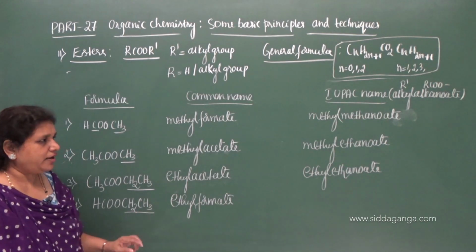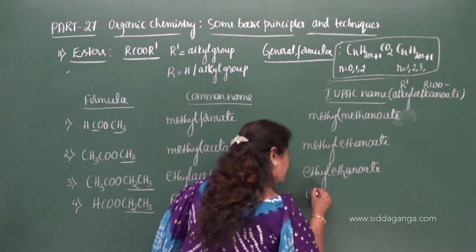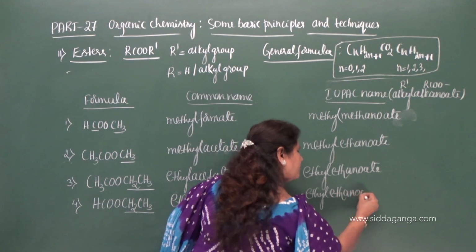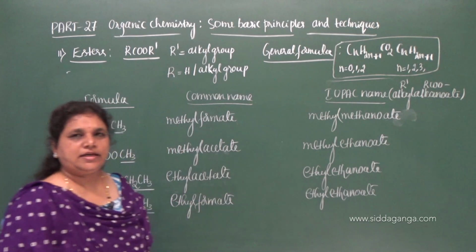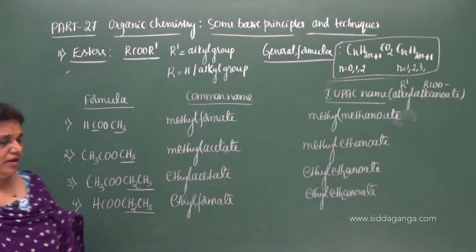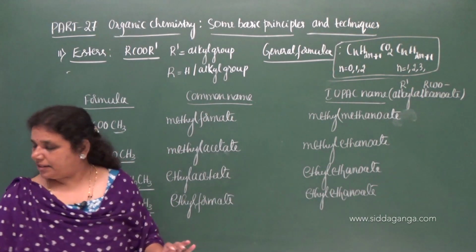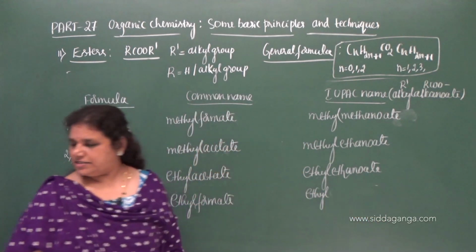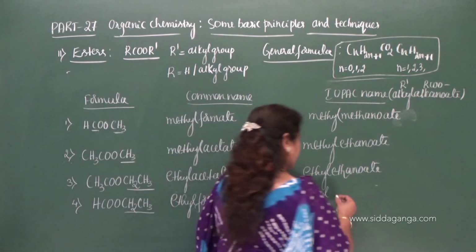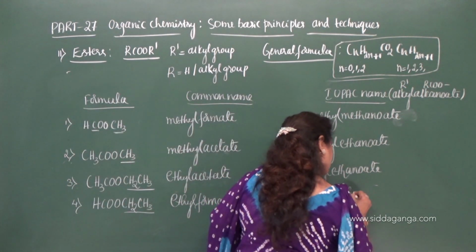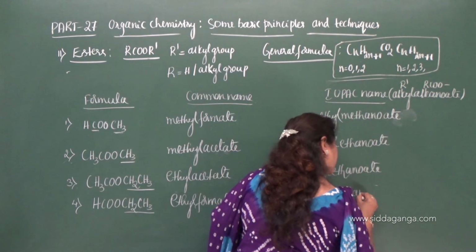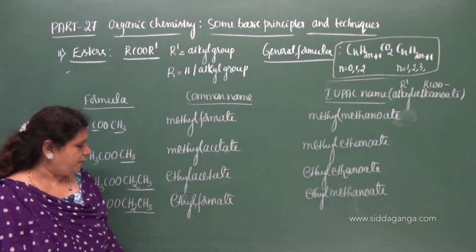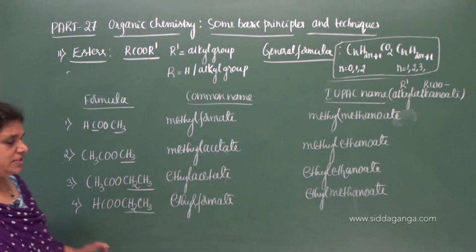And what is the IUPAC name? Ethyl ethanoate? Clear? Now, ethyl methanoate. This is ethyl formate. What is the IUPAC name of formic acid? Methanoic acid, and hence it is ethyl methanoate. Ethyl methanoate is the IUPAC name of HCOOCH2CH3.